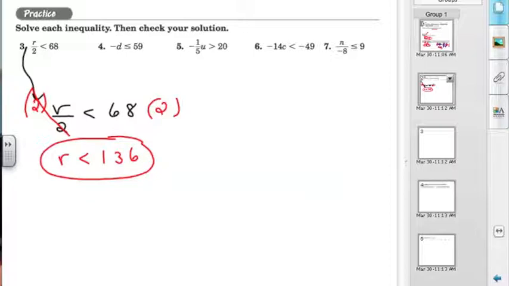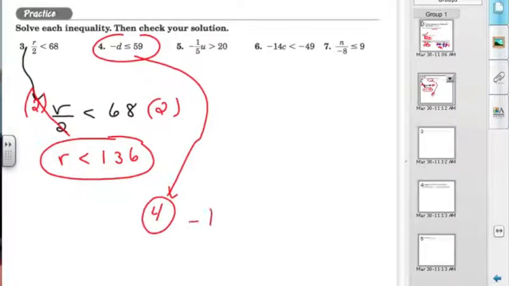Okay, moving on to number 4. I'm going to bring it down here. I chose this one because it has a negative variable. And let's see if you remember what you're supposed to do. Think about what's the coefficient that really is in front of that d. It really means that there's a negative 1d. But you're in algebra, so you don't put the 1 there. All right, so how do I get rid of that negative 1?